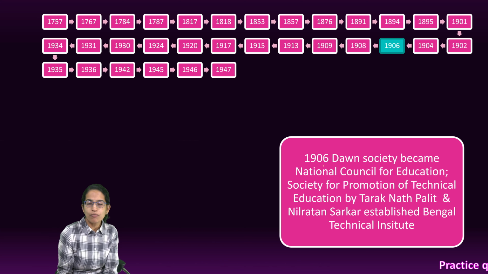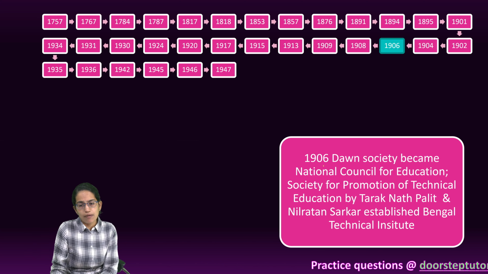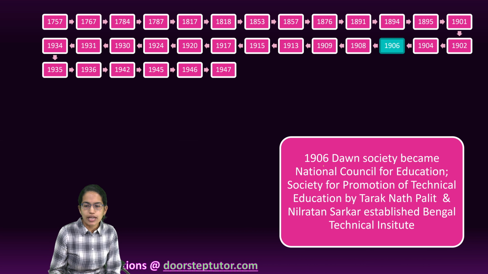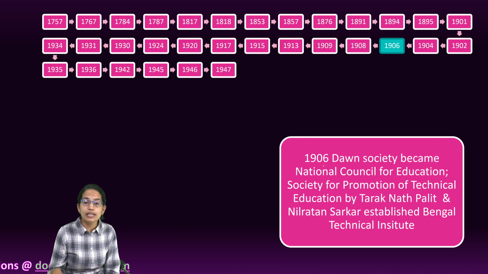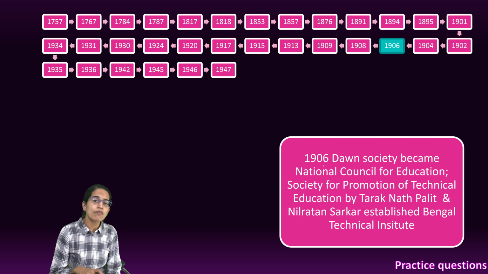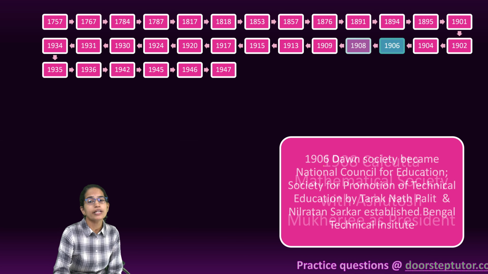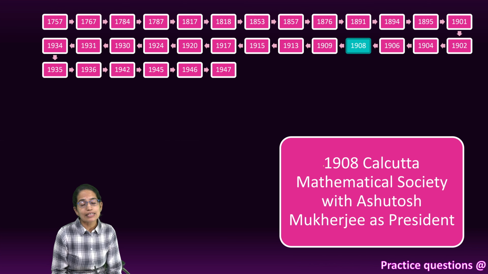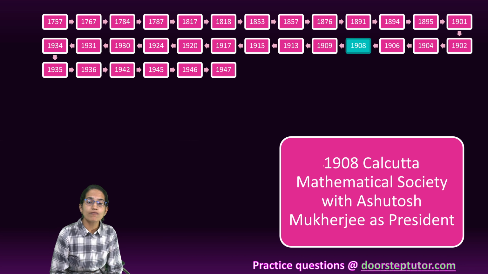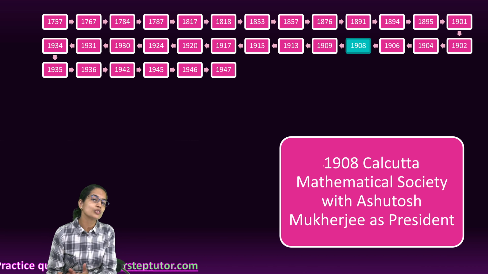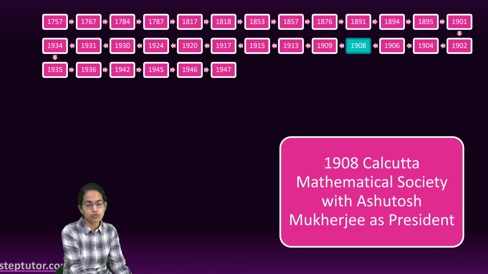As I said, from 1902, when the Dawn Society was established, in 1906 this was converted to the National Council for Education, and in 1906 again the Society for Promotion of Technical Education was established by Taraknath Palit and Rashbehari Ghosh. He also established the Bengal Technical Institute. So the idea was to grow the common masses for technical growth and technical development. The Mathematical Society, which was known as the Calcutta Mathematical Society, was established. The president of this society was Ashutosh Mukherjee. Now again, similar to this Mathematical Society, we also had a Chemical Society which was established, which we would come on to in a while.